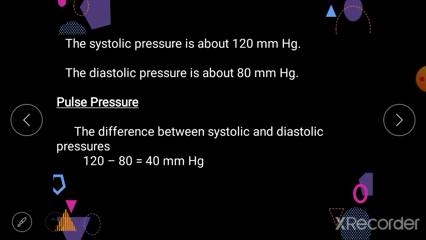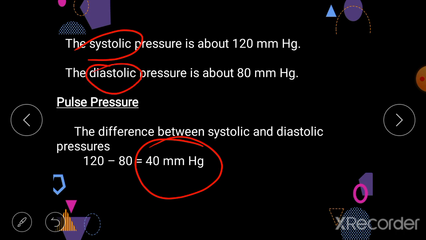It is very important. You must know this definition and the value of the pulse pressure, and it is around 40 millimeter mercury. Pulse pressure is the difference between systolic and diastolic blood pressure, and it is calculated to be 40 millimeter mercury.